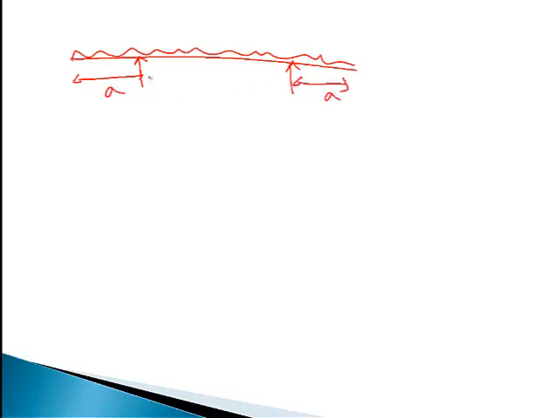So, now we will first draw our bending moment diagram. So, this is our question. This is A, this is A, and if total is L, this will be L minus twice A.